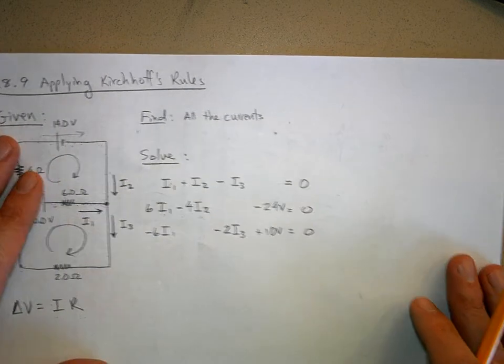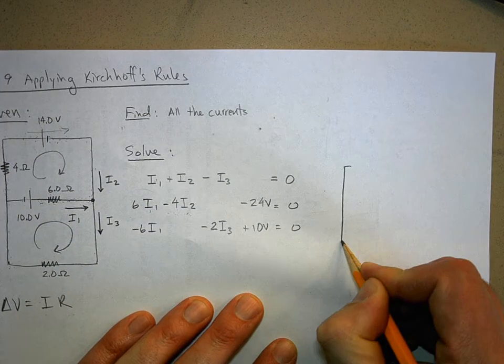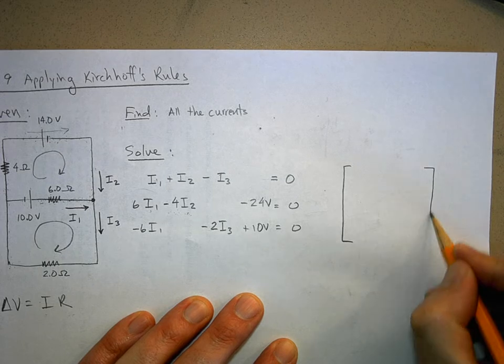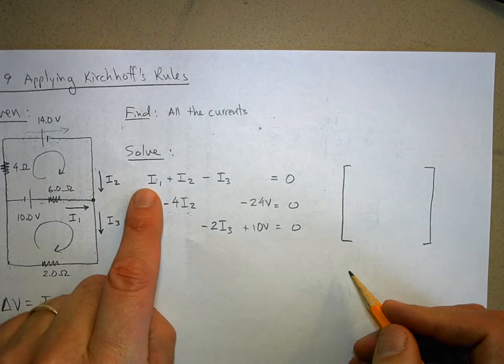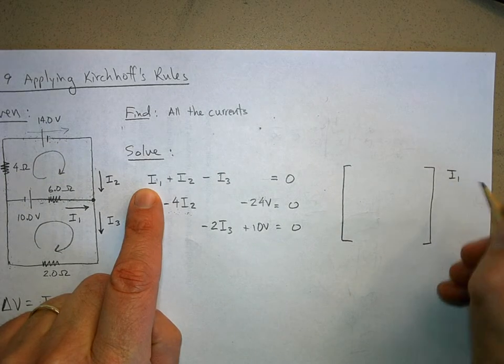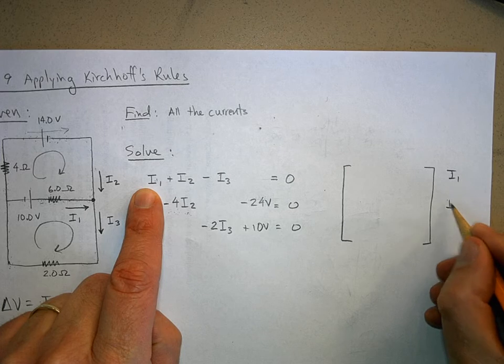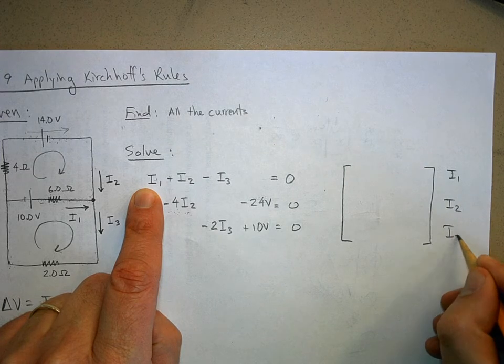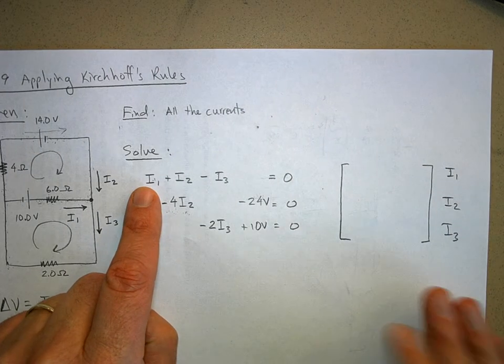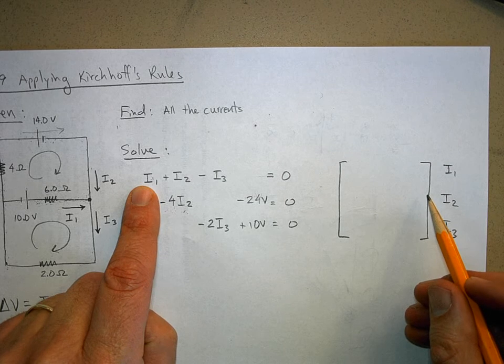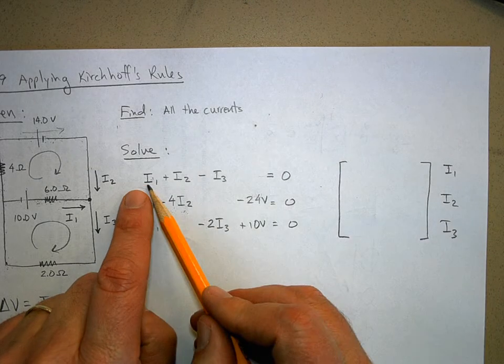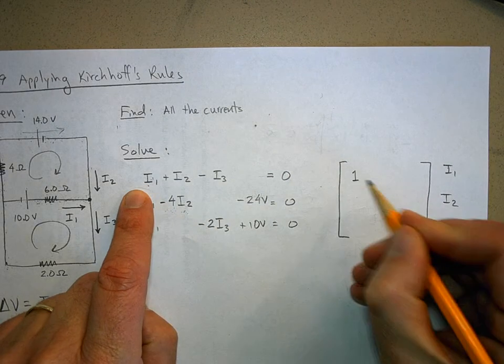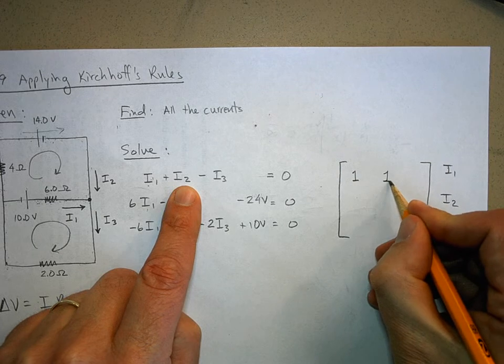I'm going to draw a matrix like this, and I'm going to look at I1, I2, and I3. And what I'm going to put in here are the coefficients that go in front of it. 1, 1, -1.